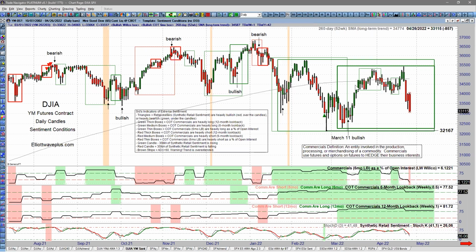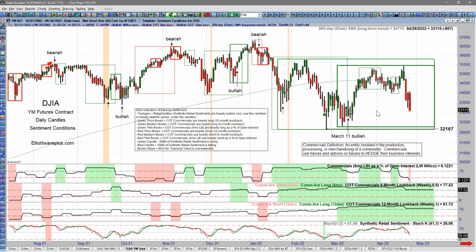So this could be just a sideways consolidation that we're getting right now, that you would get, for instance, during a wave 4. And I leave that on these charts to give you an idea of long-term trend.